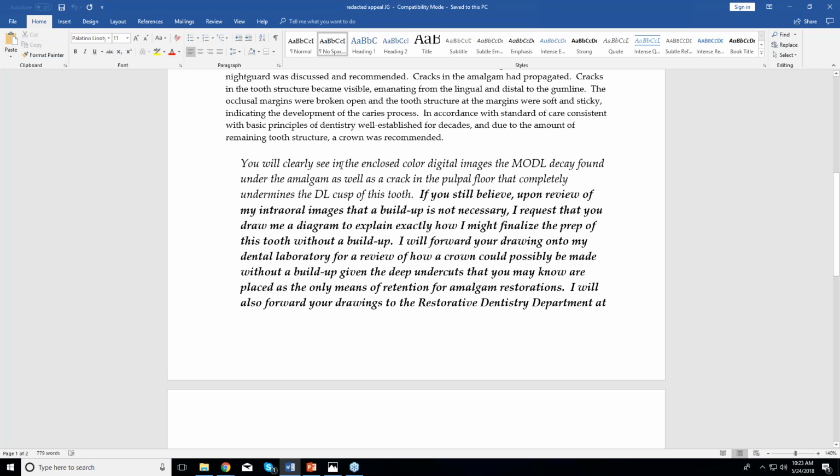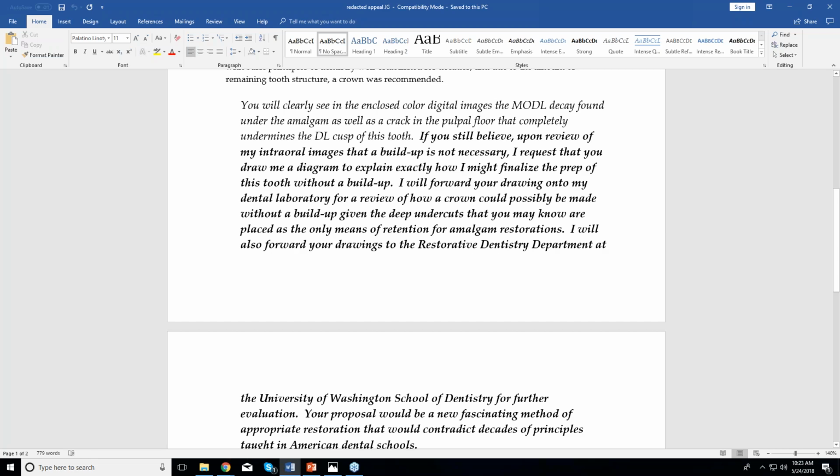So she said, you will clearly see in the enclosed colored digital images the DL decay found under the amalgam as well as the crack in the pulpal floor that completely undermines the DL cusp of this tooth. If you still believe upon review of my intraoral images that a buildup is not necessary, I request that you draw me a diagram to explain exactly how I might finalize the prep of this tooth without a buildup.